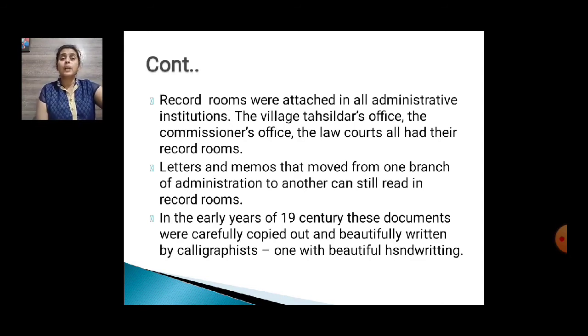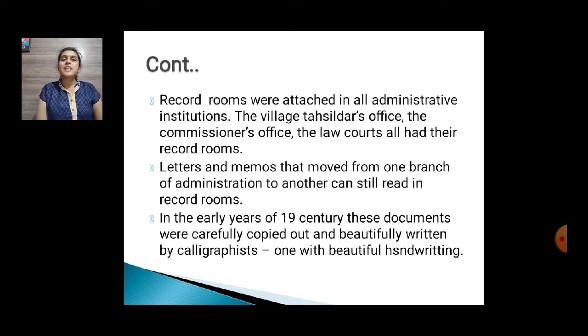Now, as I told you, record rooms were attached to all administrative institutions. Like in a village, the तहसीलदार का ऑफिस, वहाँ एक उनका ऑफिस है, तो उसमें एक particular room, record room. The Commissioner's office, वहाँ पर भी. The law court, कानून के कोर्ट, वहाँ पर भी रिकॉर्ड होना चाहिए ना. तो रिकॉर्ड सब वो ही होना चाहिए. ऐसा नहीं है कि कोर्ट यहाँ है और रिकॉर्ड रूम कहाँ है, ऐसा अलग अलग नहीं होना चाहिए.